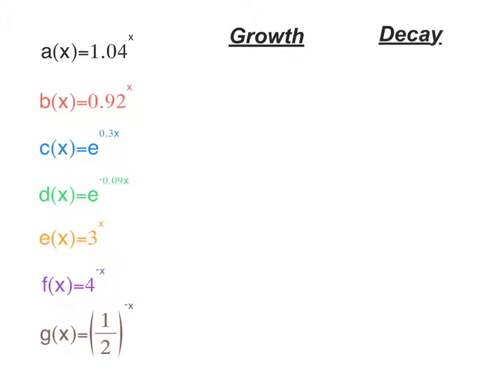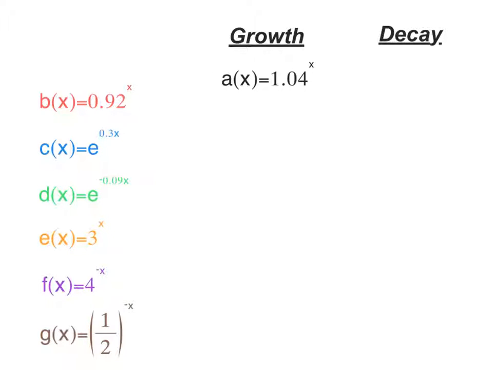For this video, we are going to categorize these 7 functions as growths or decays, and then also talk about the rates and organize them from the smallest rate to the largest rate. So if we look at these first two, the way we find our rate when it's in this format is how far from 1 it is. If it's bigger than 1, it's a growth. If it's smaller than 1, it's a decay. And how far is how big the rate is, but we'll talk about that later.